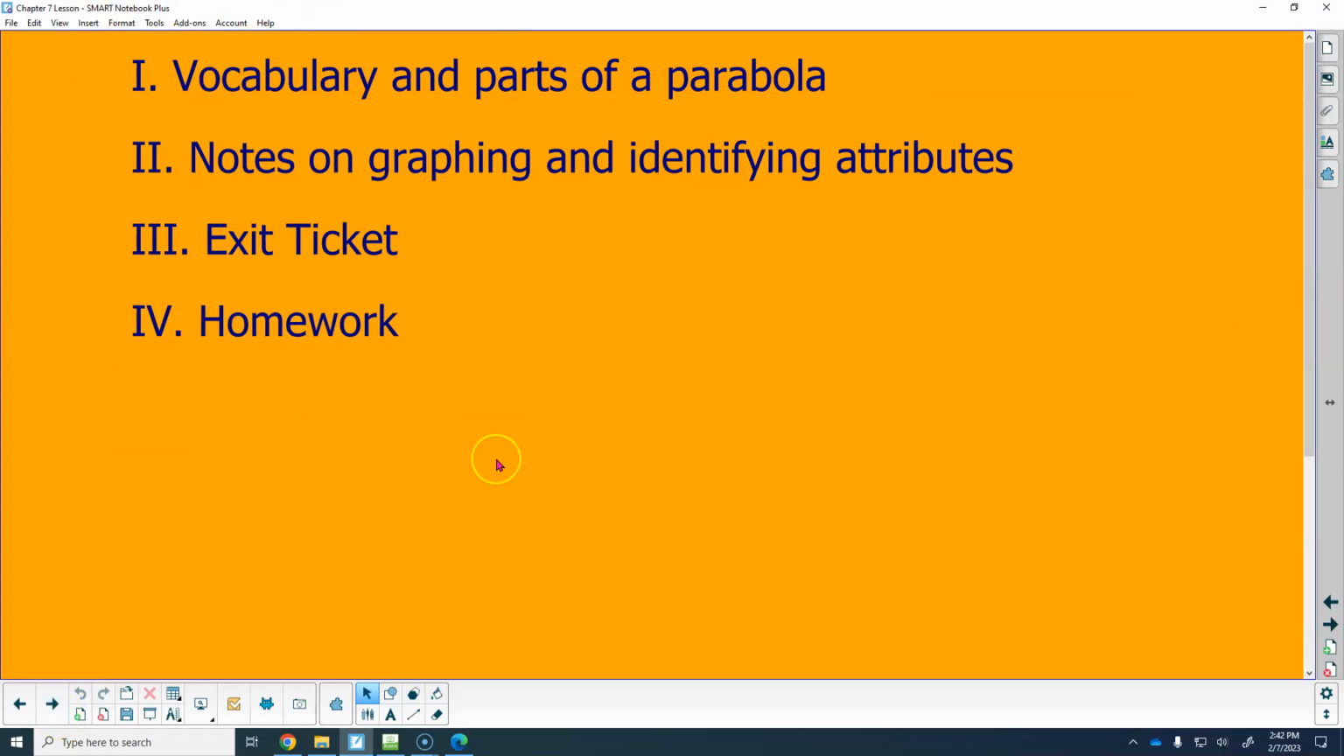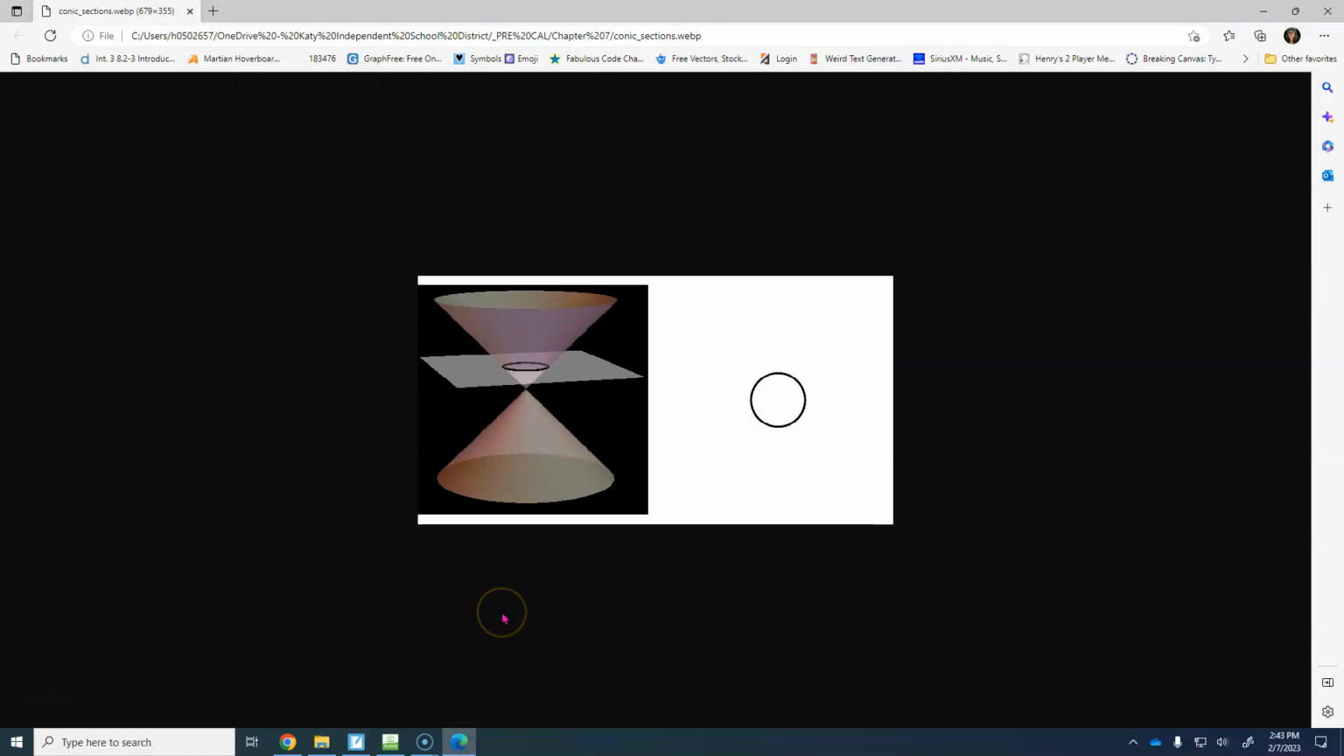So just some things that we're going to cover in order. We're going to go over all of that vocabulary that's parts of the parabola. We're going to do some graphing and identifying attributes. You are going to have an exit ticket, and your homework is going to be 7.1 day 1 homework in your packet. So let's just talk about what a parabola is.